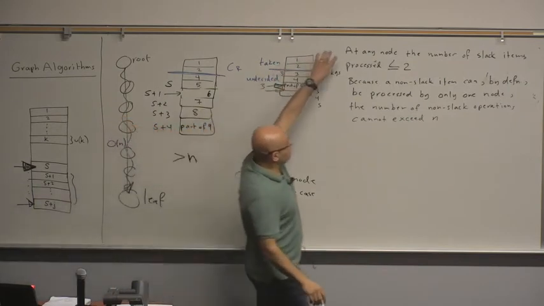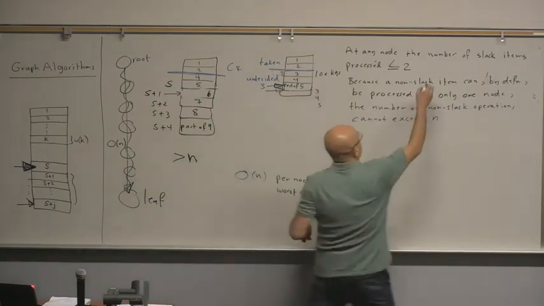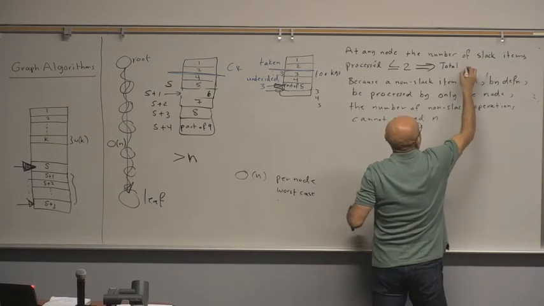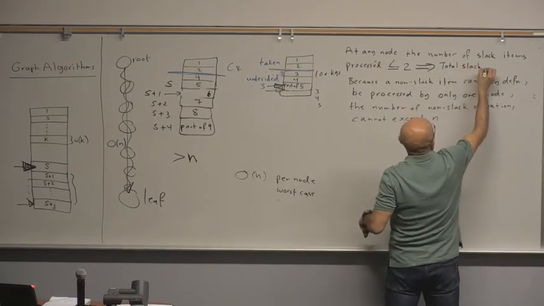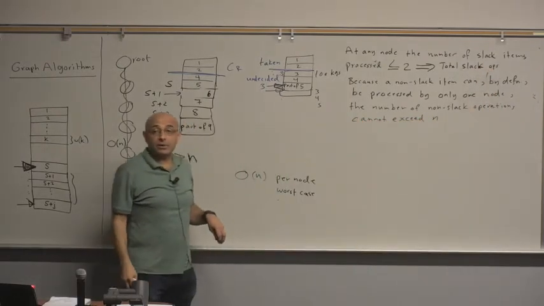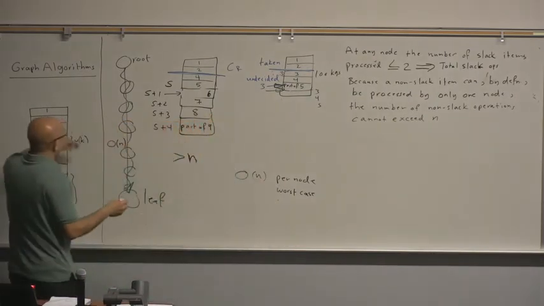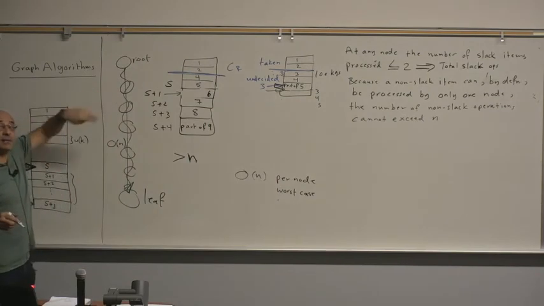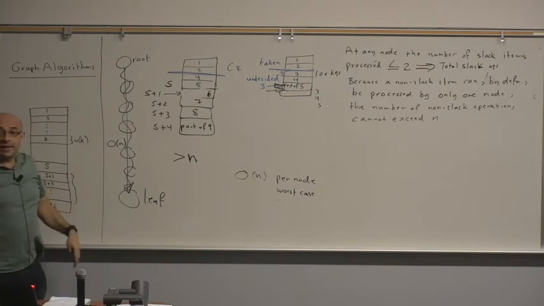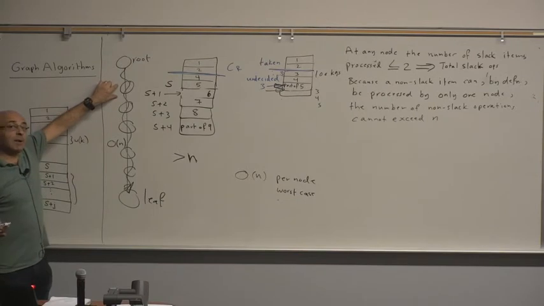So now at any node, the number of slack operations or slack items processed is less than or equal to n. This implies total slack operations is less than or equal to what? Total slack operations is less than or equal to 2n, because there will be n nodes, right? So there are n items and n nodes, but we don't know how many items will get processed at each node. That's the point. So you know that you will have n nodes and n items, but you don't know how many items you can process at each node.